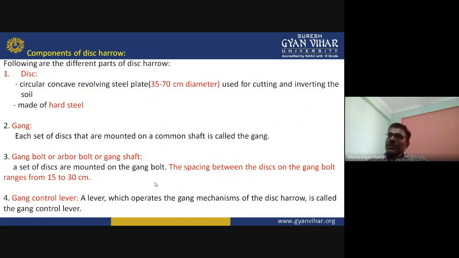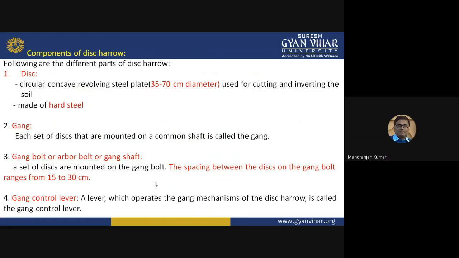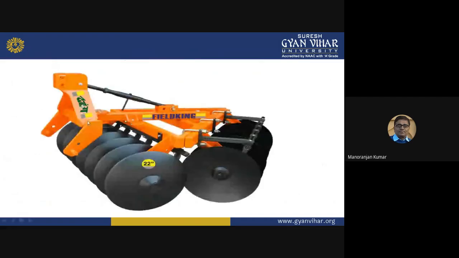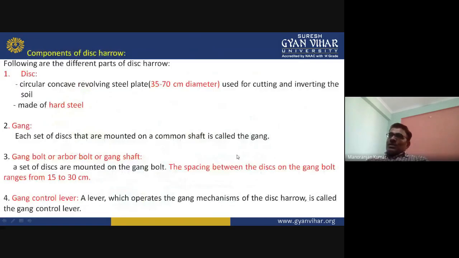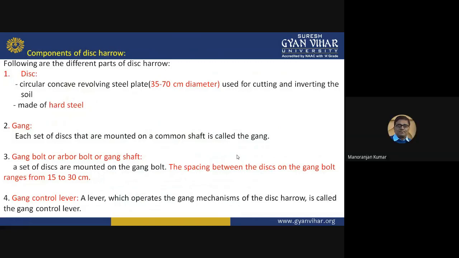So each set of discs that are mounted on a common shaft is called the gang. Here in the previous picture you can see there are two gangs. This is the one gang and this one is the second gang. So gang means the discs that are mounted on a common shaft. That set of discs is known as the gang.